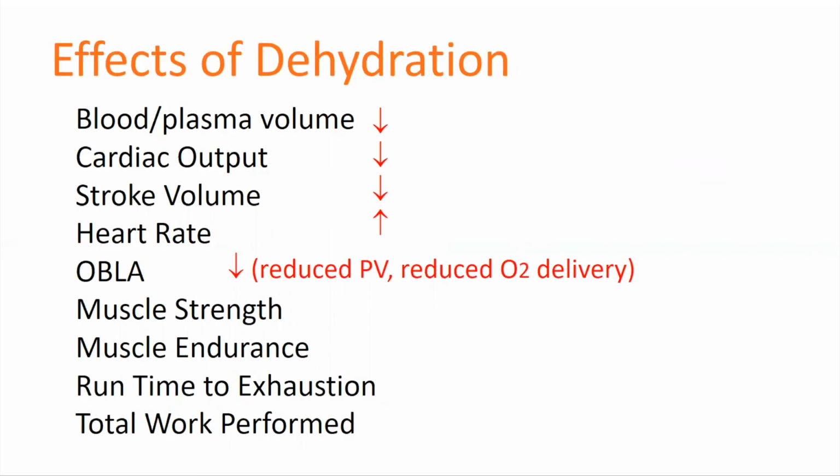Muscle strength and muscle endurance may or may not change. Research has shown both scenarios where with dehydration, muscular strength was reduced, and then other studies showed that there was no change in muscular strength or endurance. On the other hand, run time to exhaustion and total work performed in an endurance event are reduced when the subject is dehydrated.